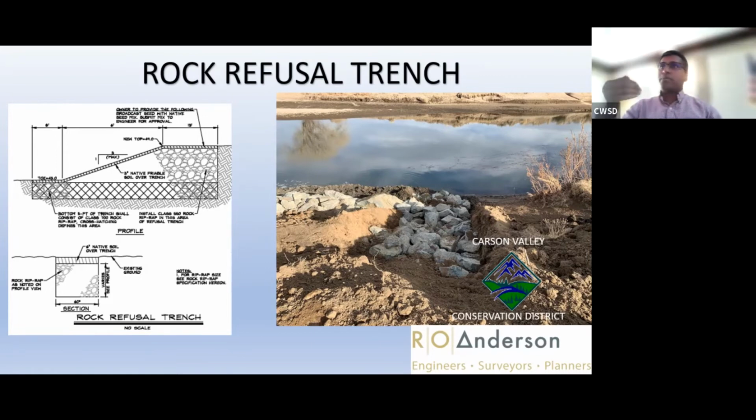Just upstream and downstream, we try to put these, but because of funding limitations, we had to take the downstream one off of our plans because they wanted to save some money, which was okay, because the most important thing is to have the upstream rock refusal trench that helps protect these new improvements.